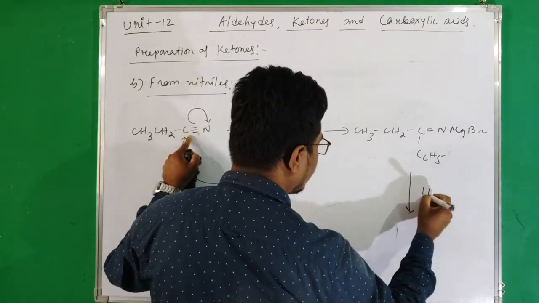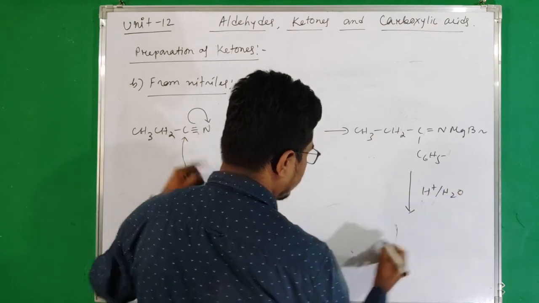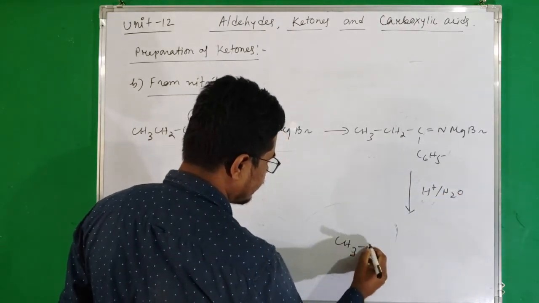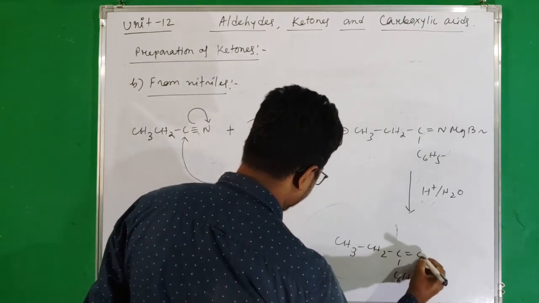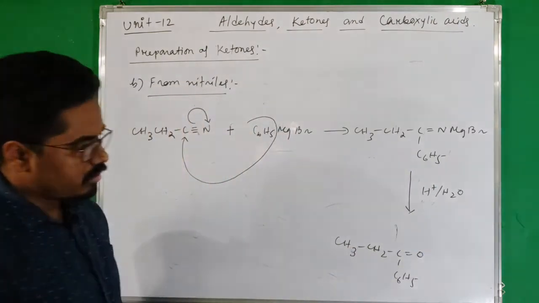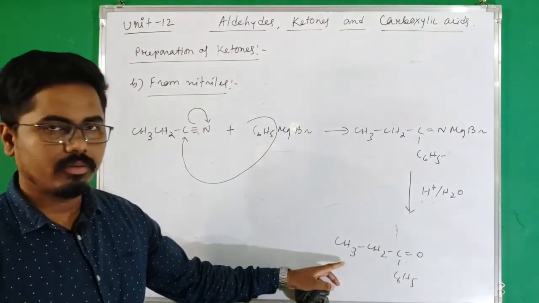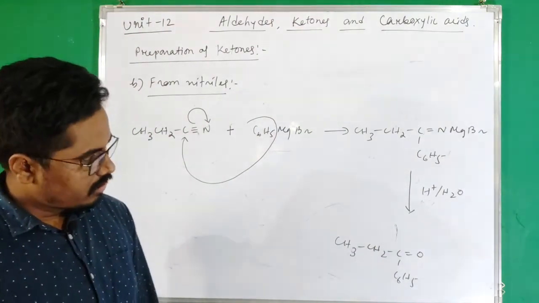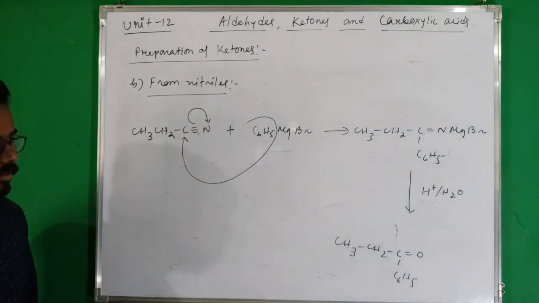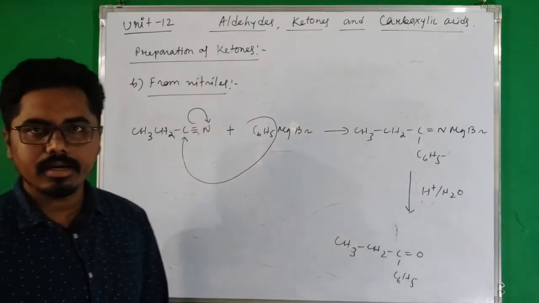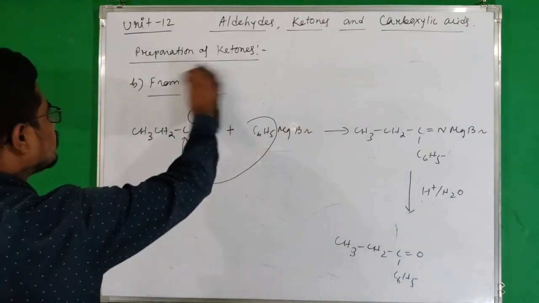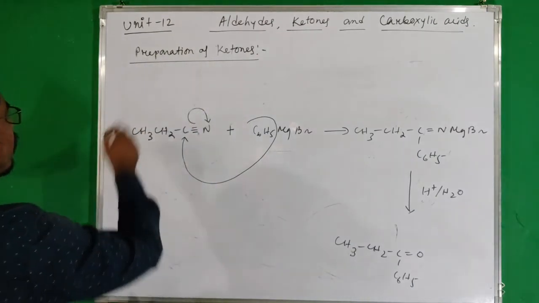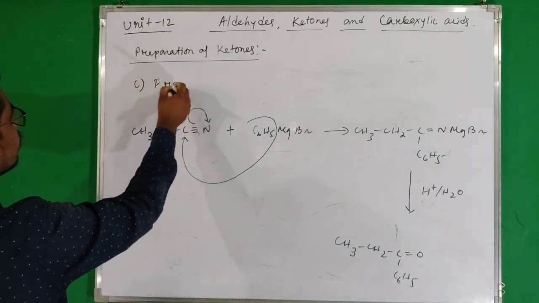So after acid hydrolysis, we will get CH3CH2C6H5 double bond O. So this one is one aromatic ketone. So we have learned how to prepare ketone from nitrile. The last method is from benzene or substituted benzene. So number C, from benzene.